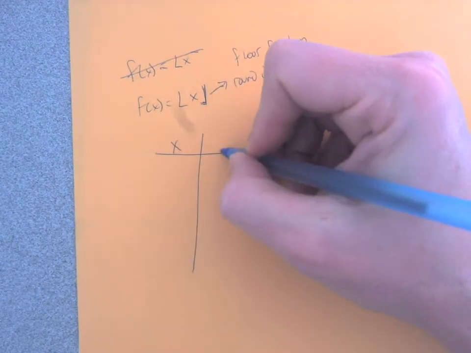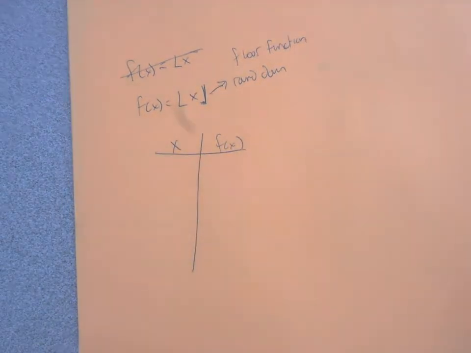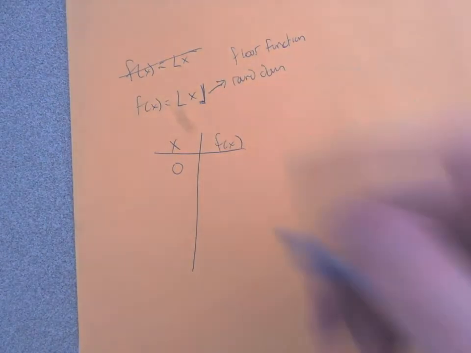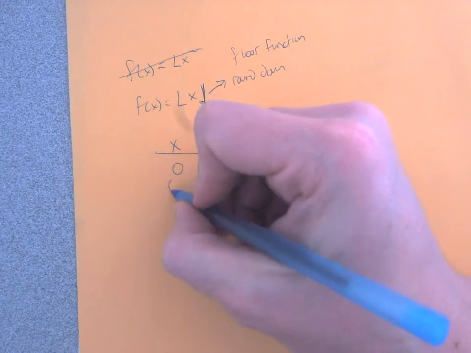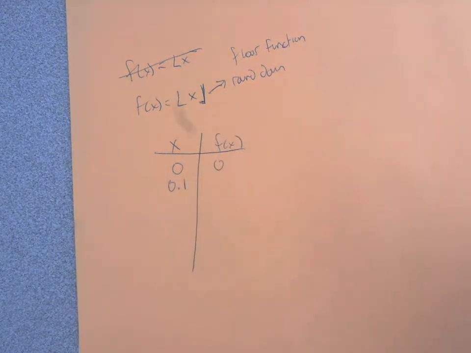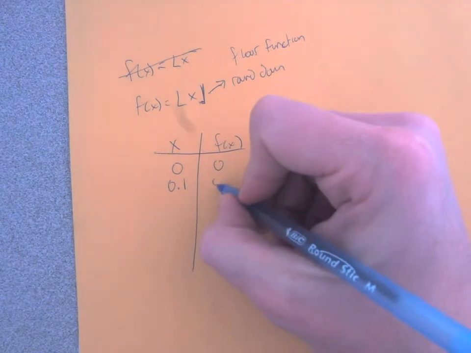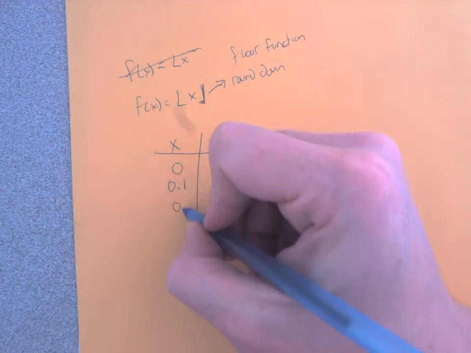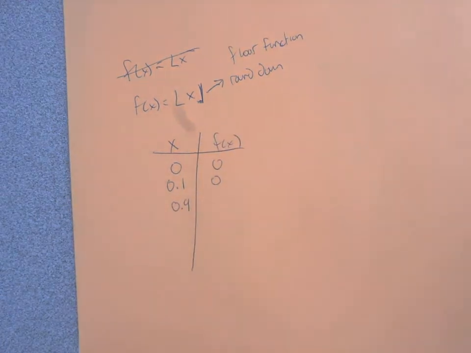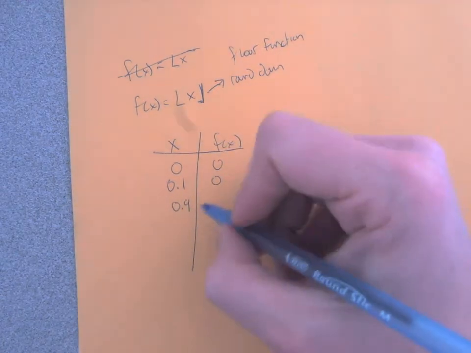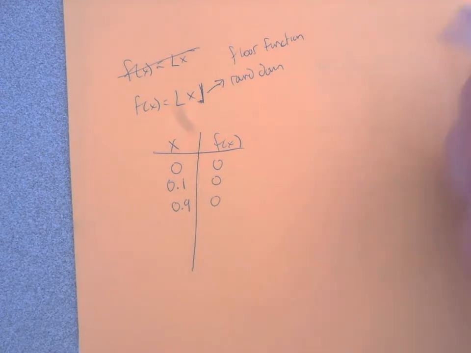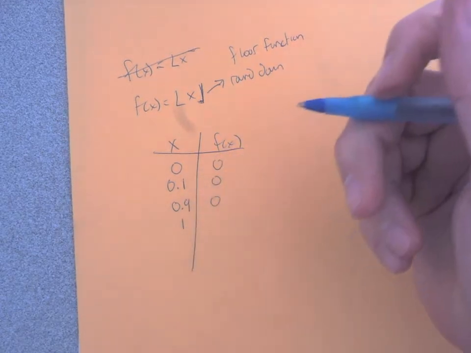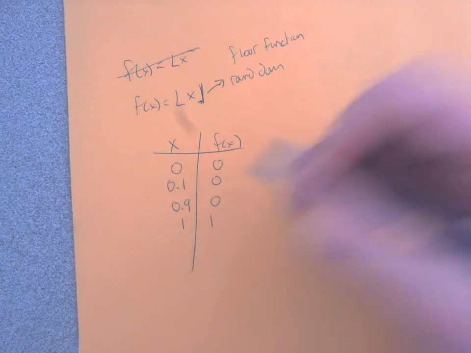So here's x, here's f of x, and remember we're rounding down. So if I put in 0, it's already a whole number. I don't have to round down. I get out 0. But if I put in 0.1, right, that's a decimal, I'm going to round it down to 0. And if I put a 0.9, I'm still going to round that down to the next integer, which is 0. Okay? Once I get to 1, that's an integer already, so my output is 1.